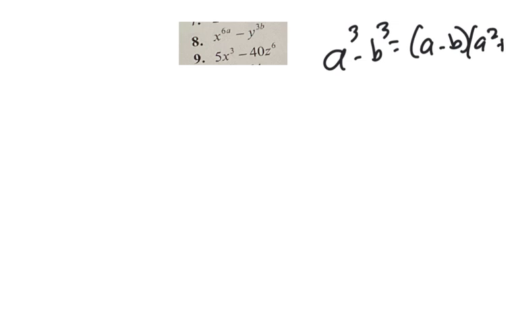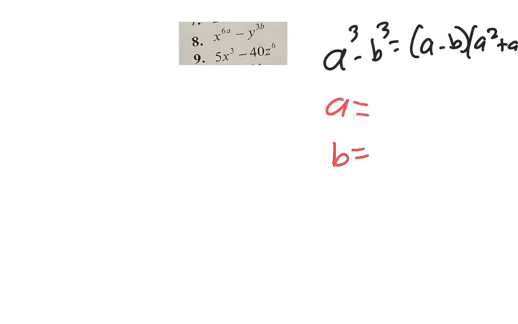Number 8 is a difference of perfect cubes. So I need to know my difference of cubes formula: a cubed minus b cubed equals a minus b times a squared plus ab plus b squared. And so I'm going to identify what my a value and my b values are.